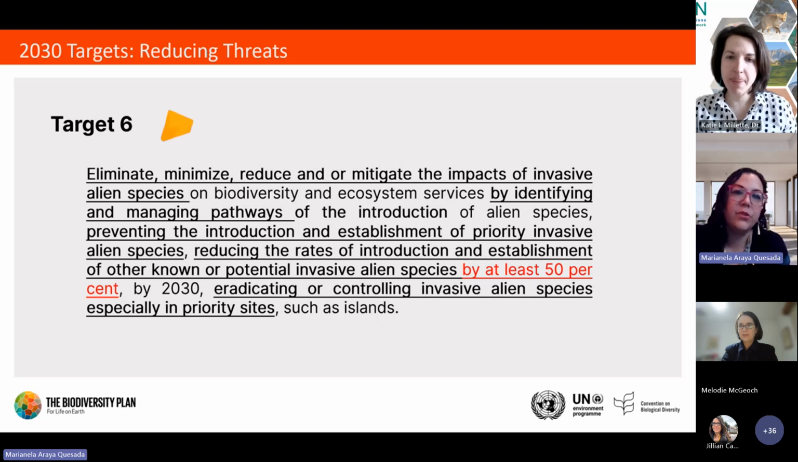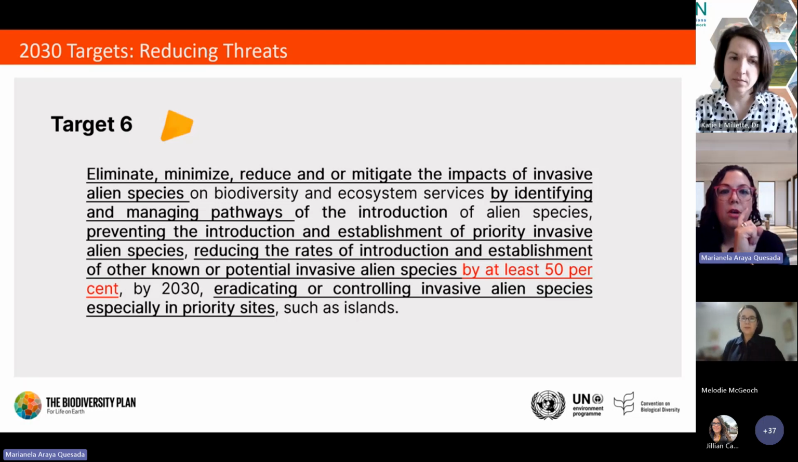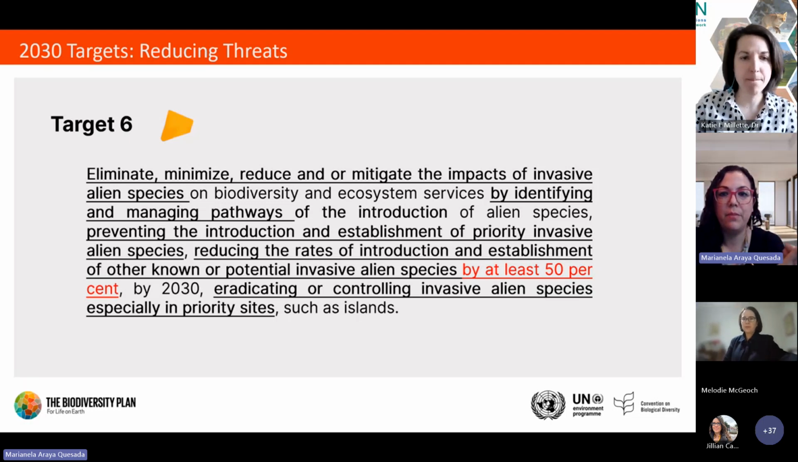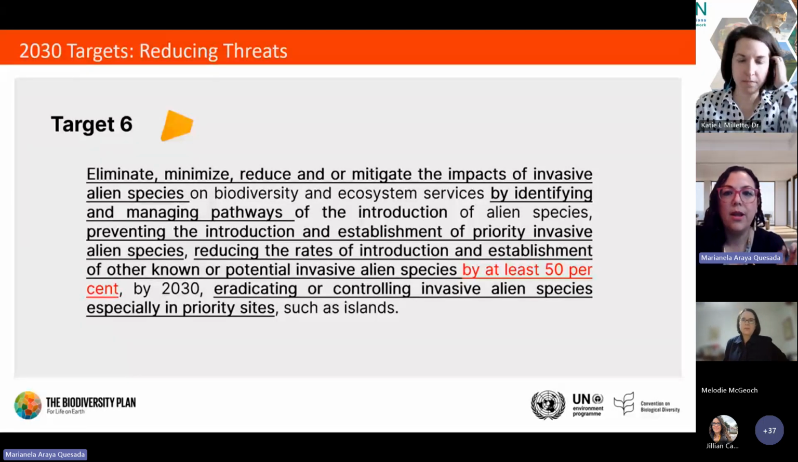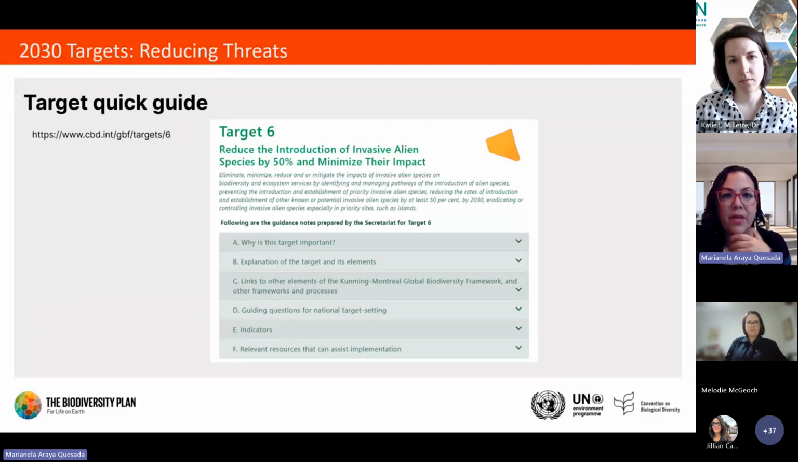And it is telling us that we should do that by identifying and managing the pathways, by preventing the introduction and establishment of priority invasive alien species, by reducing the rate of introduction and establishment of other known or potential invasive alien species, and it tells us by 50% by 2030. And it also refers to eradicating or controlling invasive alien species, especially on priority sites. So that is a lot of information.